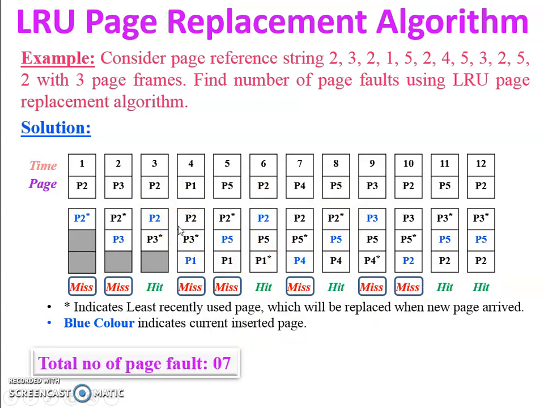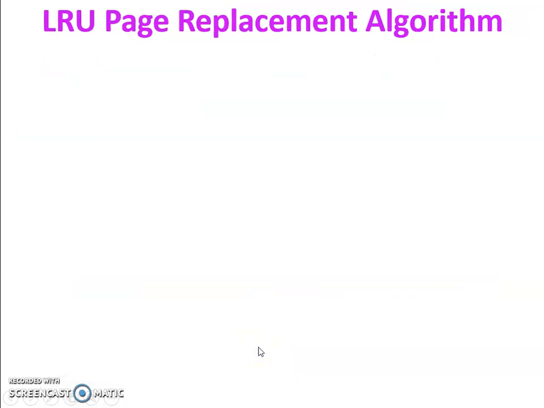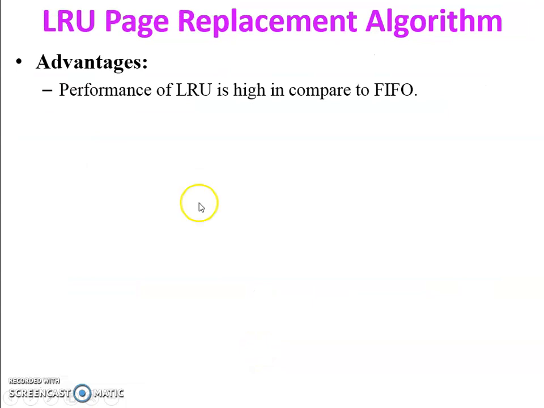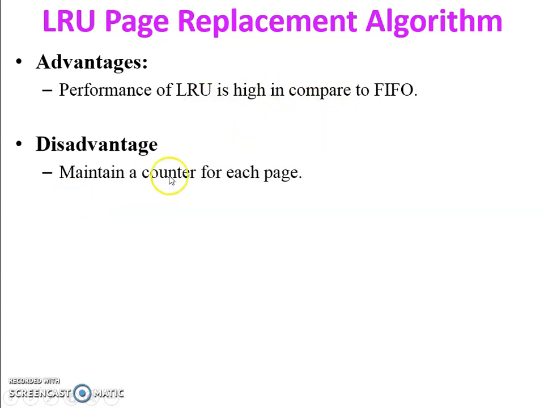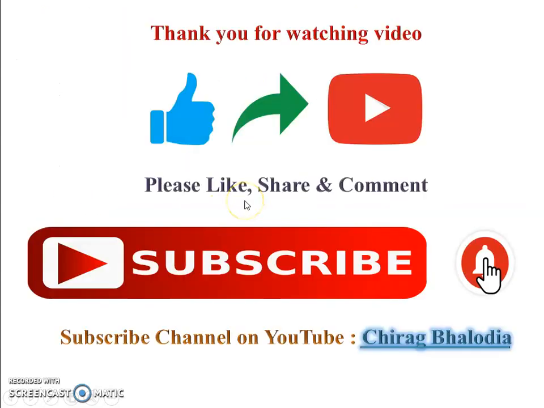In the same example, FIFO has 9 page faults, so we can say LRU is better than the FIFO algorithm. Advantage: the performance of LRU is high compared to FIFO, so the efficiency is good. Disadvantage: a counter must be maintained for each page.